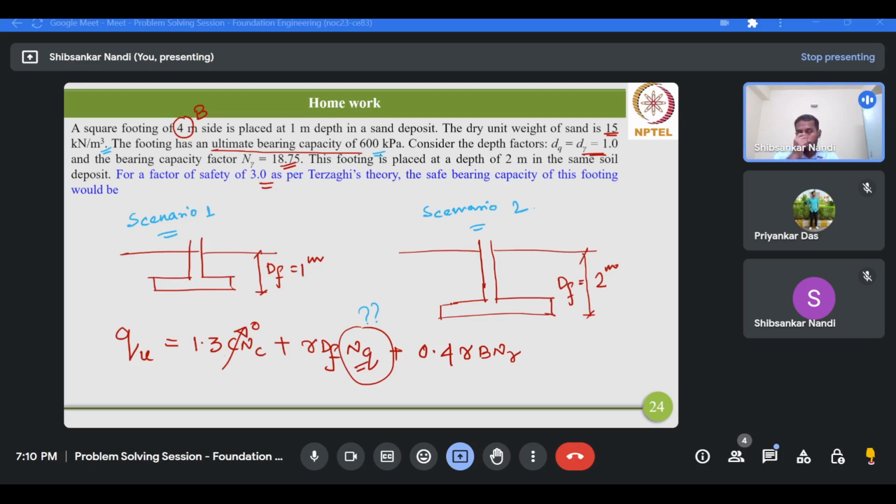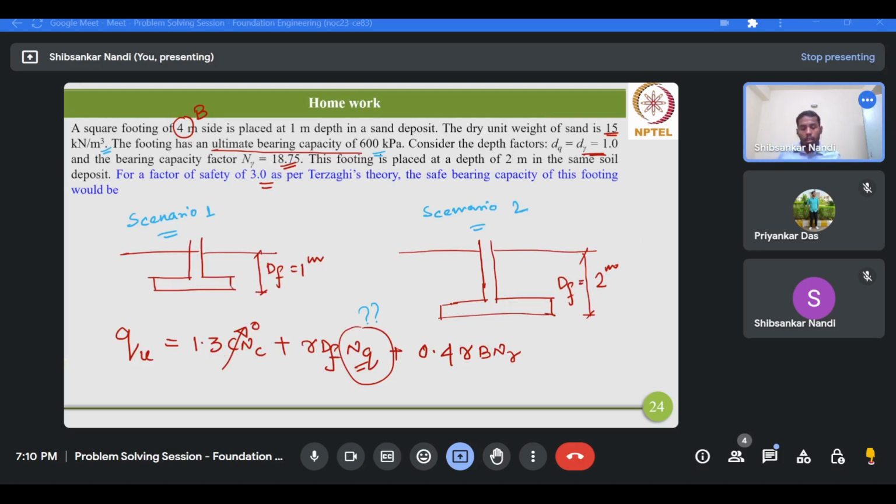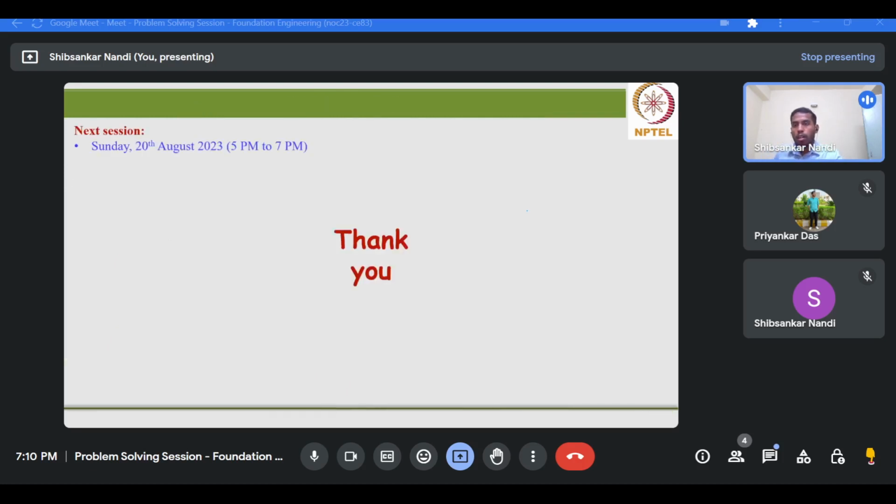Okay, so this is the homework, and in addition to that you have to solve problem 6 also. This was for today's session. The next session would be on next Sunday, that is 20th of August, from 5 p.m.